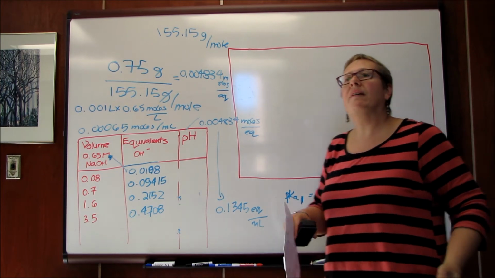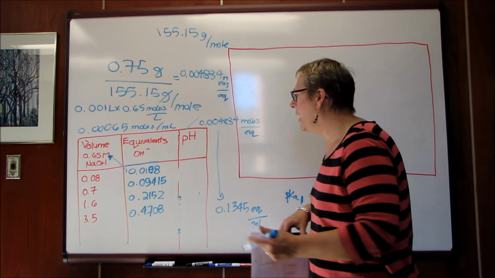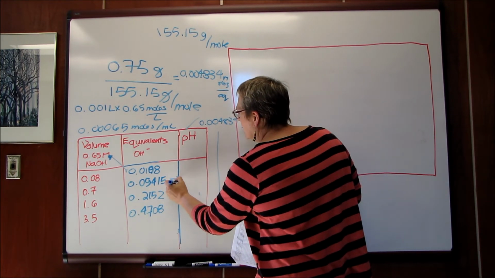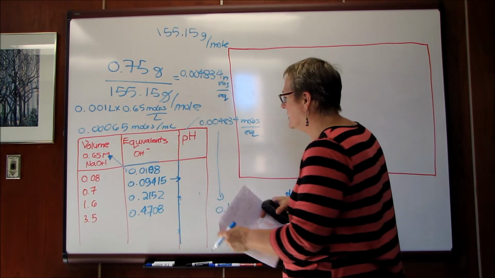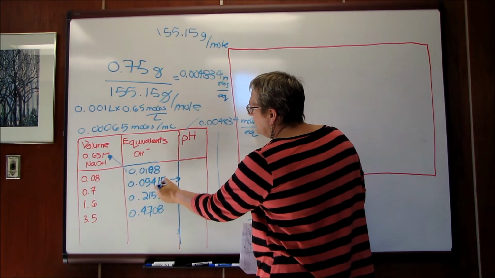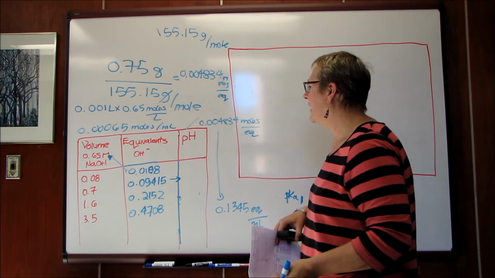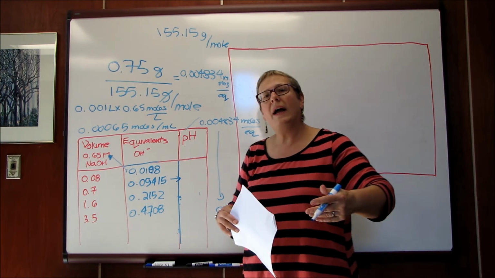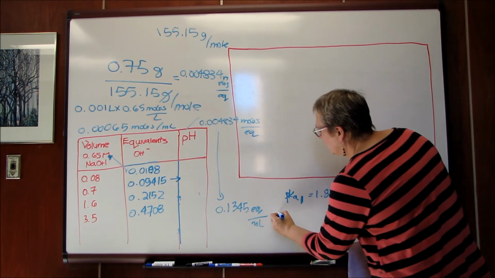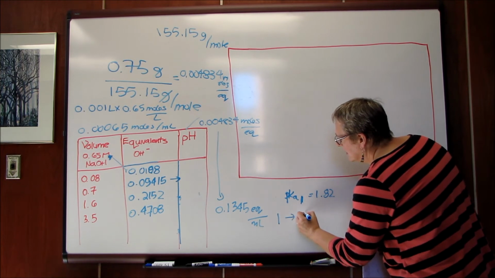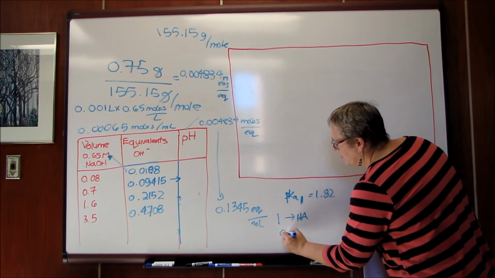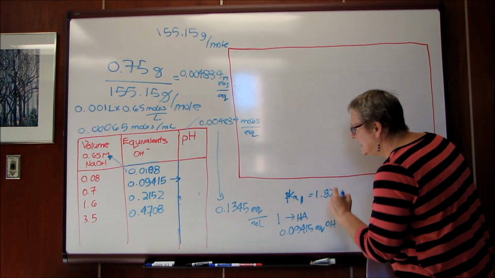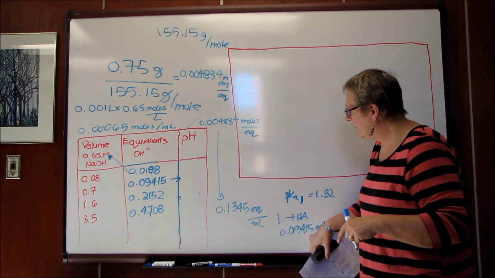Now, we started off, everything was in the HA form. I'm going to use the second point because the first one gave us a negative number, which is hard to understand. So essentially, it's so close to 0 as to be indistinguishable from it. 0.0945 equivalents of OH added. What this means is, before I had essentially one full equivalent that was in HA. Now I've added this 0.09415 equivalents of OH, and that has deprotonated that number of equivalents into A minus.